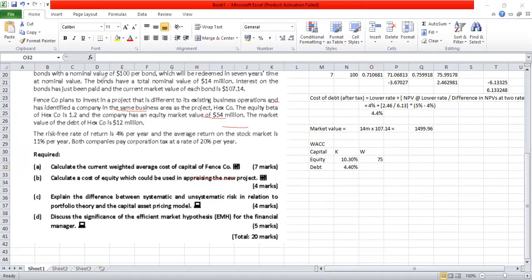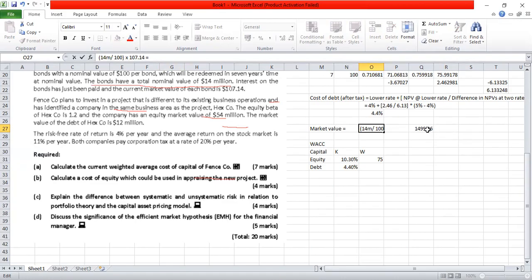please look into this one. The bonds have a total nominal value of 14 million. So how many shares are there? I just took it as 14 million. These are not bonds; this is the total value of bonds, which is $14 million. These are not 14 million bonds. So how many bonds are there? Total 14 million divided by each bond worth 100. The value $14 million divided by $100 gives us the number of bonds.